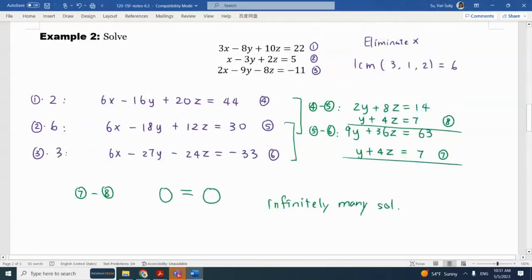But on the final exams, the problem you get, hopefully you only get one solution. Okay? You will have the one solution case.